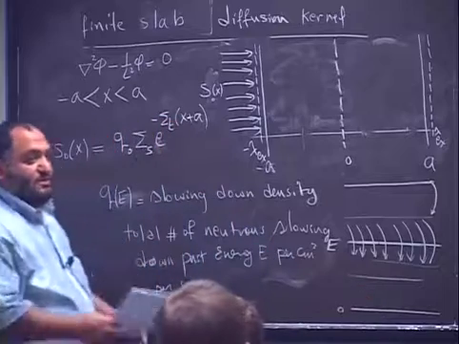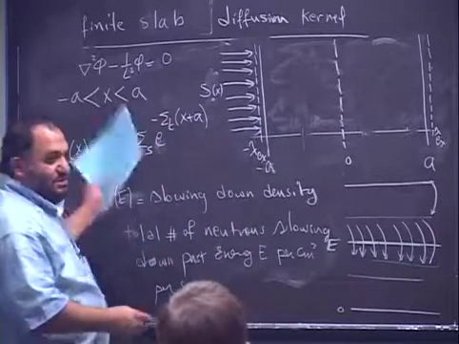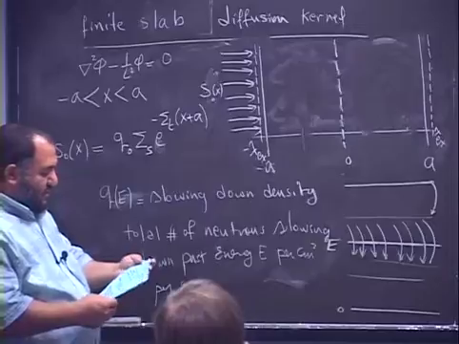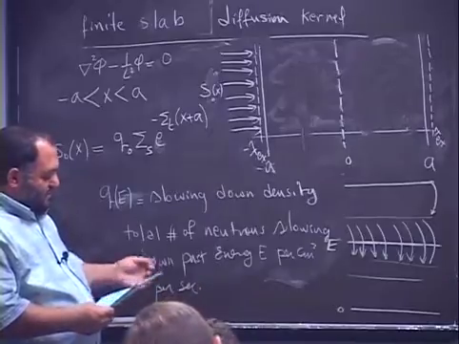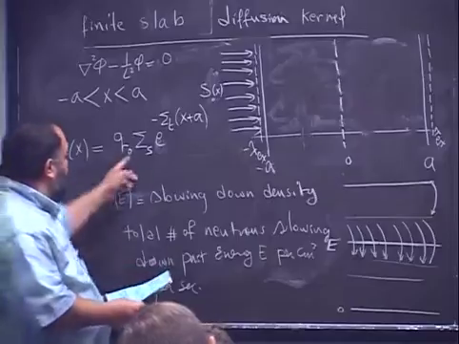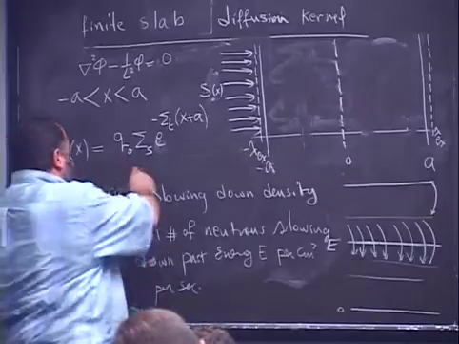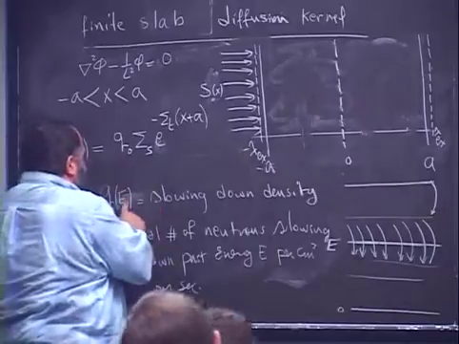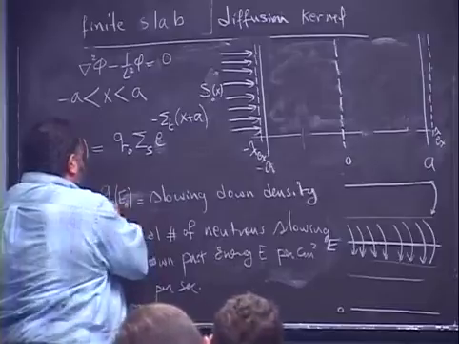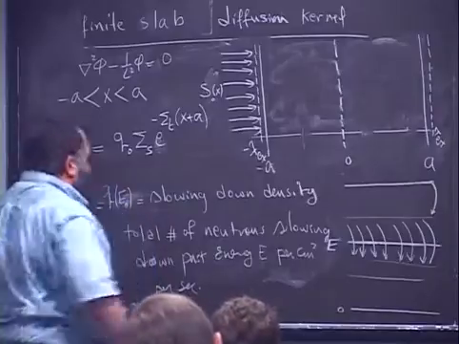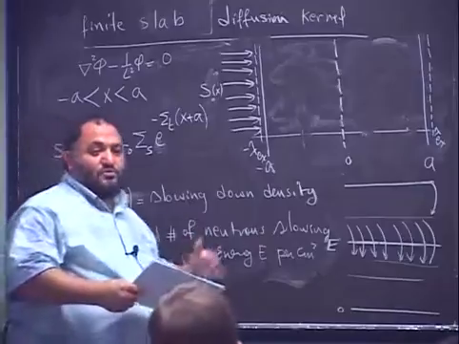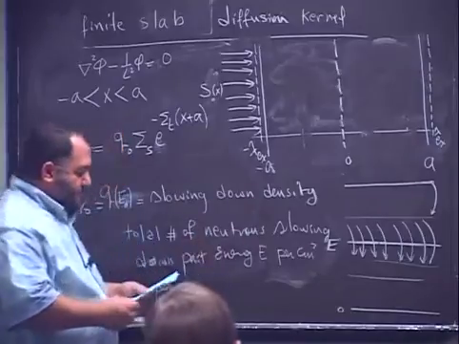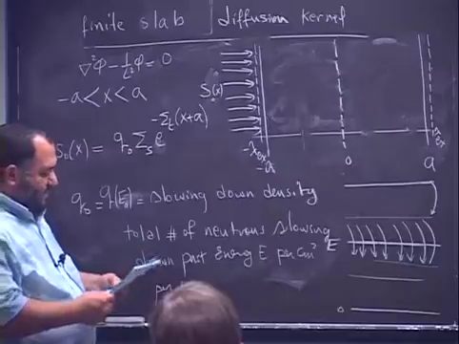Is that what Q naught is in our case? Yeah. Q naught is the slowing down density, the total number of neutrons slowing down. Okay, but here Q naught is at energy E naught, let's say. So it's not the total. Those are the number of neutrons below E naught.